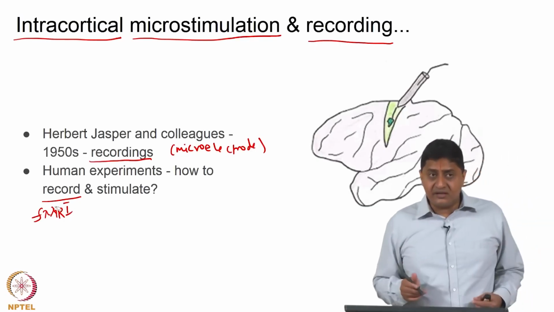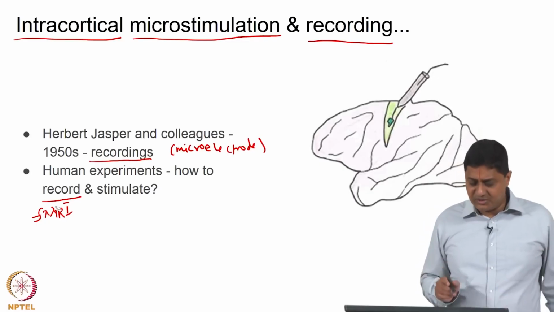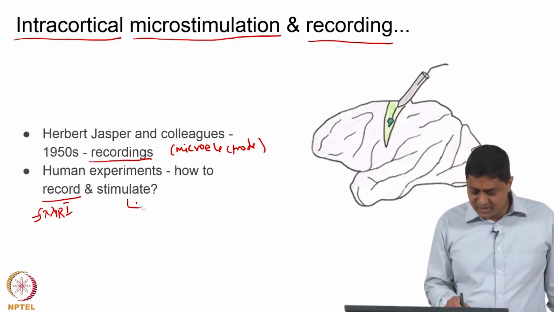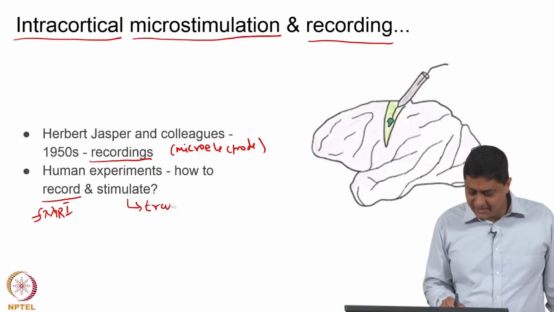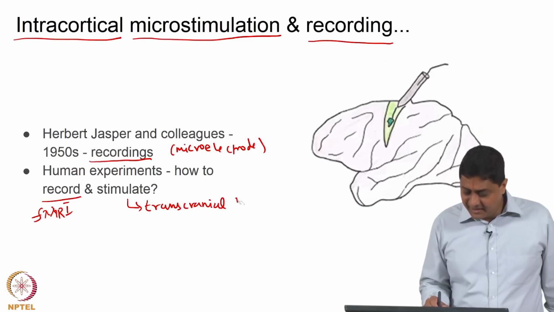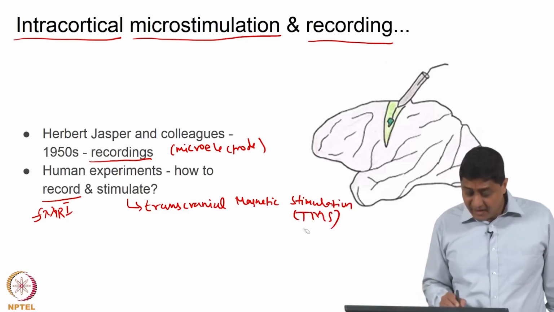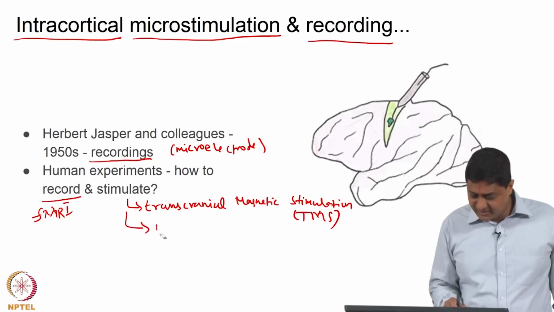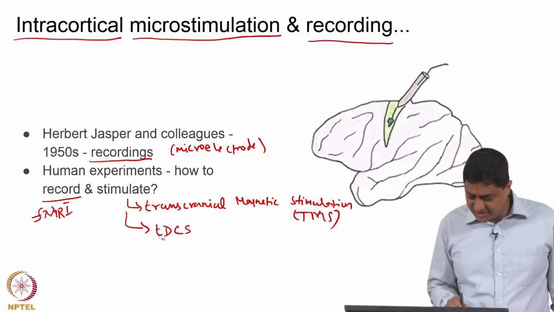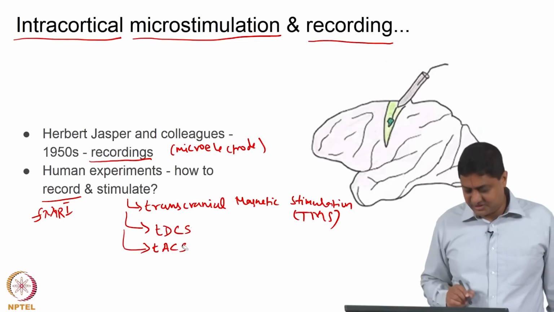And how do you stimulate? If you want to stimulate, how do you stimulate? This is possible today using transcranial magnetic stimulation, or what is called TMS. Other techniques are also available. These are tDCS, transcranial direct current stimulation, and transcranial alternating current stimulation, tACS.